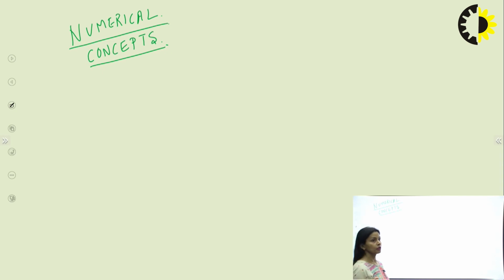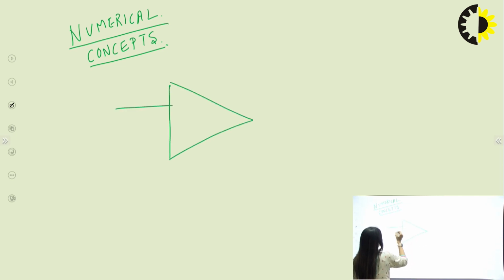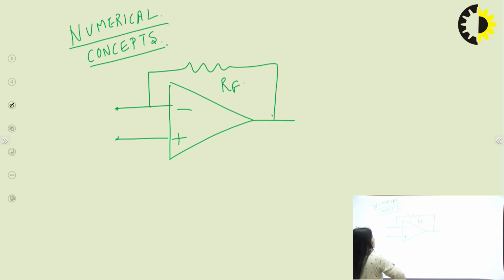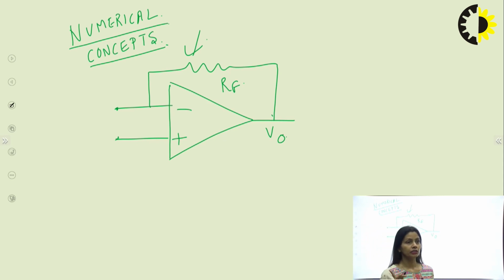Numerical concepts of the OPAMP, right? First point that I told is check the configuration, whether RF is connected to the input or not. So first of all, you need to check the output, check the configuration. This is feedback configuration or closed loop configuration, right?